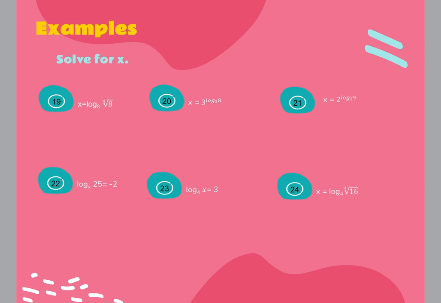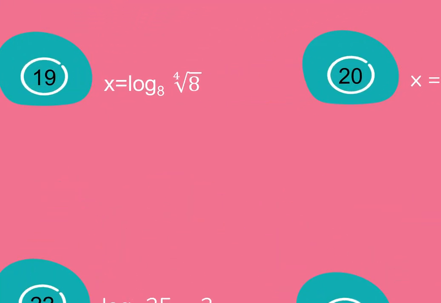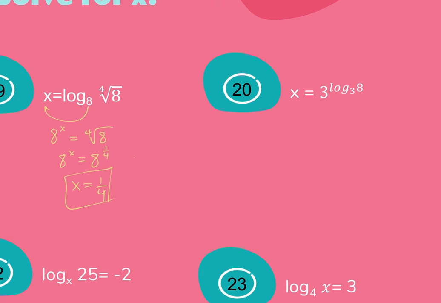All right, some more examples, and I think this is the last slide before we move into LNs. Yep, the last slide before we move into LN. All right, so 19, x equals log base 8 of the 4th root of 8. It's flipped around the order, but we still do the same thing. 8 would come over and pick up the x. So 8 to the x would equal the 4th root of 8. 8 to the x would equal 8 to the 1/4, and then x equals 1/4.